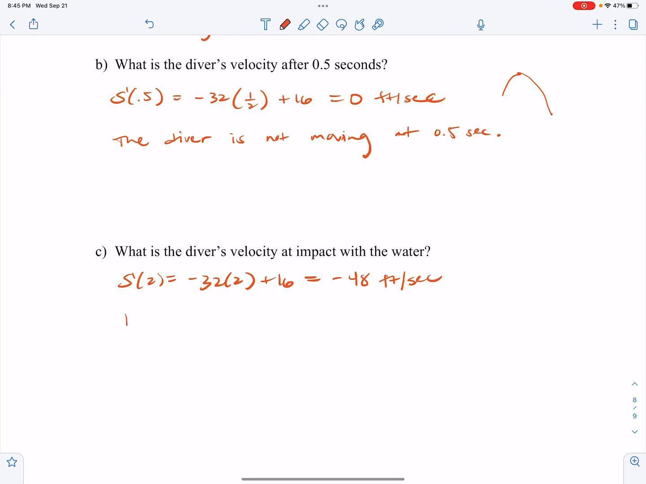So you'd say the diver's velocity at impact with the water is negative 48 feet per second. And that's one of those, you could interpret that negative as well. You could say the diver's, it's kind of a funky one to say. The diver's height is decreasing at a rate of 48 feet per second at impact with the water, or something like that.